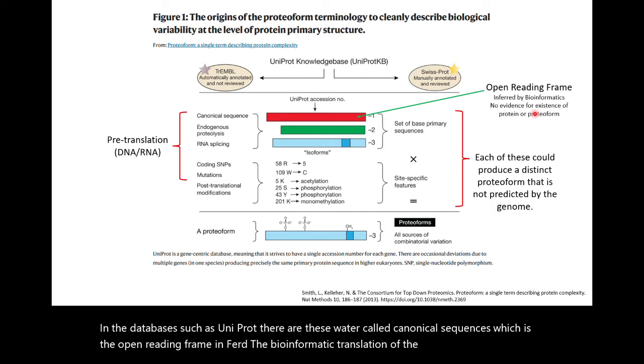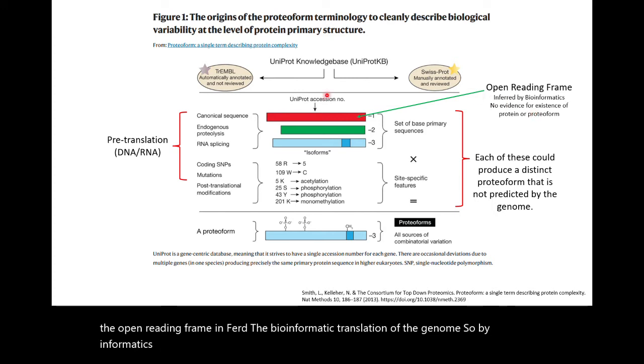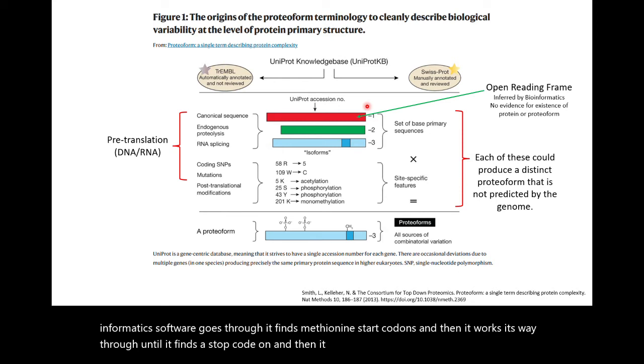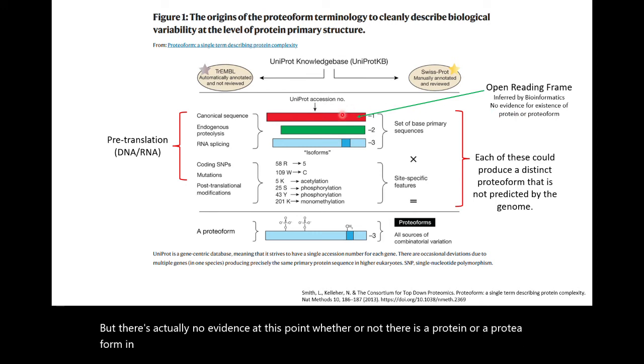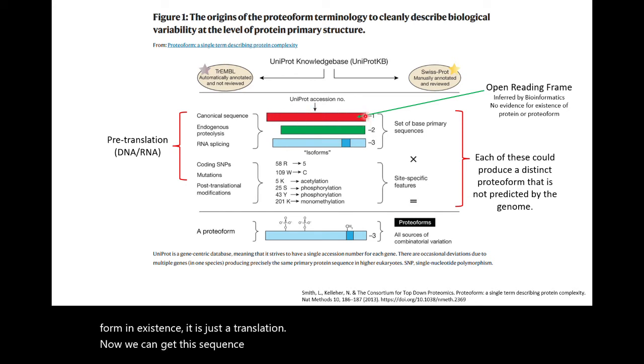So bioinformatics software goes through, it finds methionine start codons, and then it works its way through until it finds a stop codon, and then it translates that into a protein sequence. But there's actually no evidence at this point whether or not there is a protein or a proteoform in existence. It is just a translation.